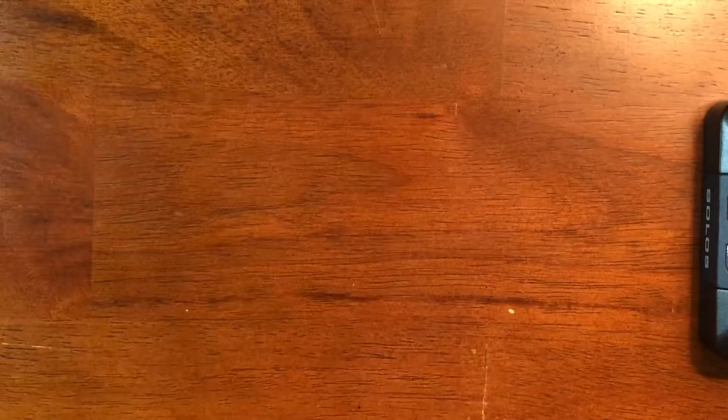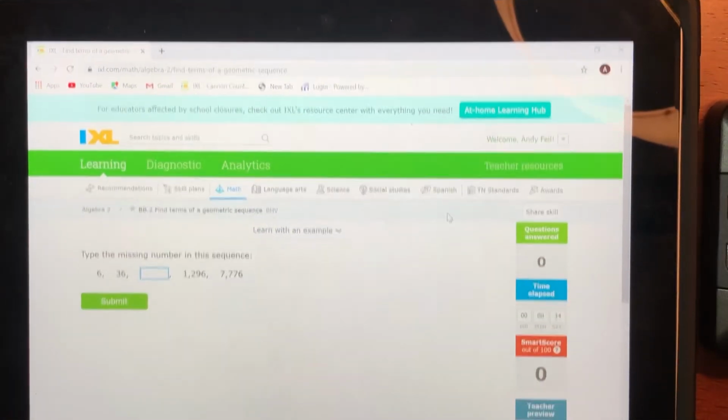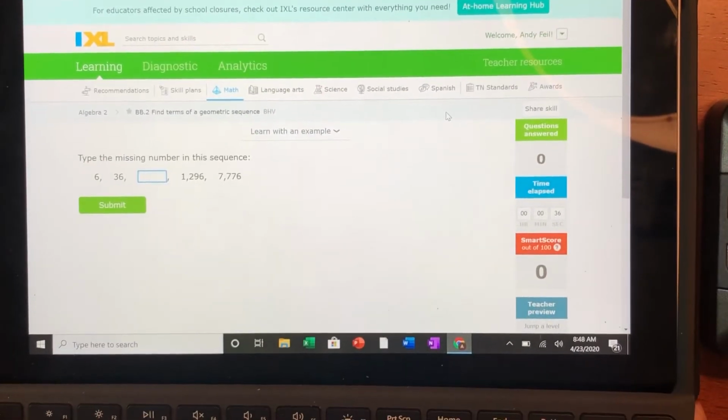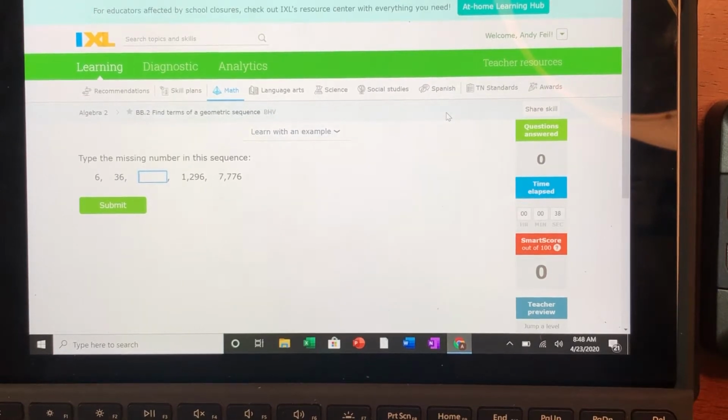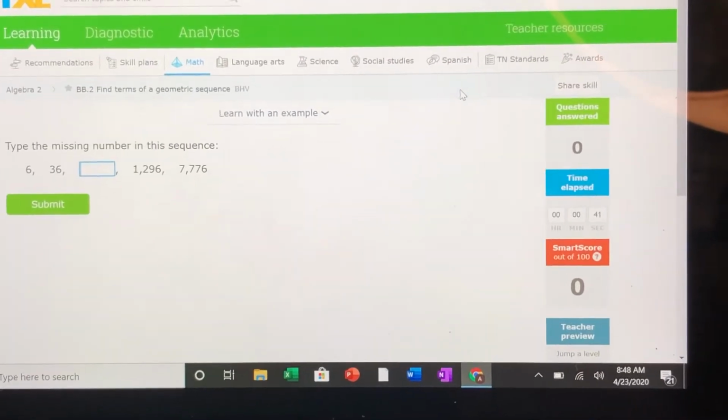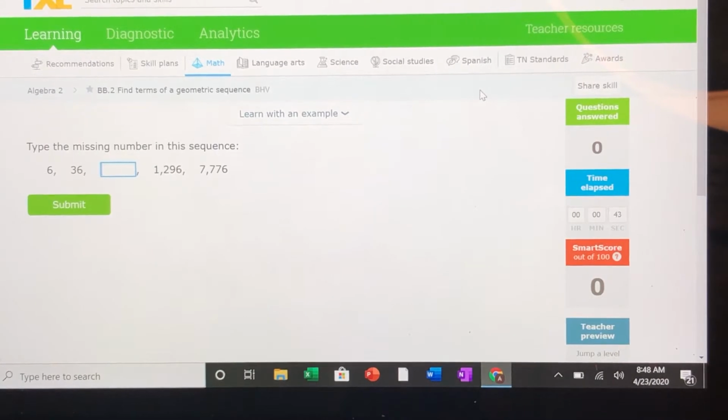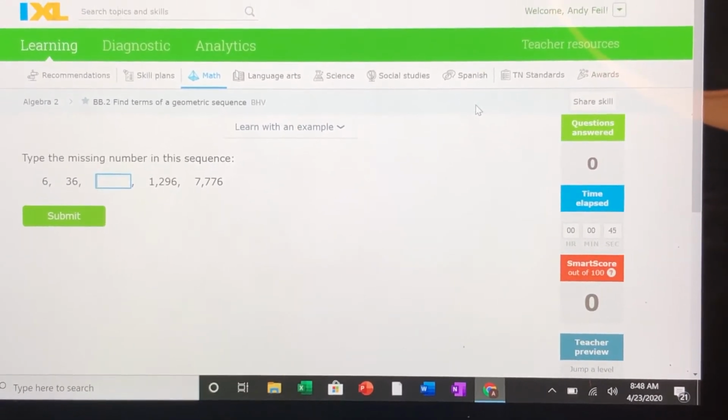BB2. All right, BB1 was all about how to find the next term in an arithmetic sequence. This time, it's how do I find the next term in a geometric sequence. Arithmetic means you're adding the same thing or subtracting the same thing over and over. Geometric just means you're multiplying by the same thing or dividing by the same thing each time. So it's the same idea as BB1, it's just you're multiplying instead of adding.